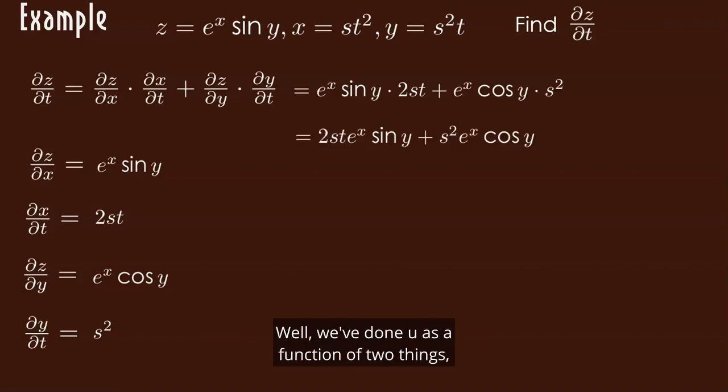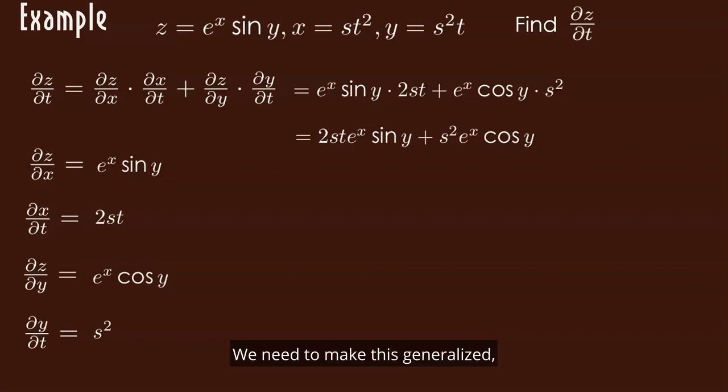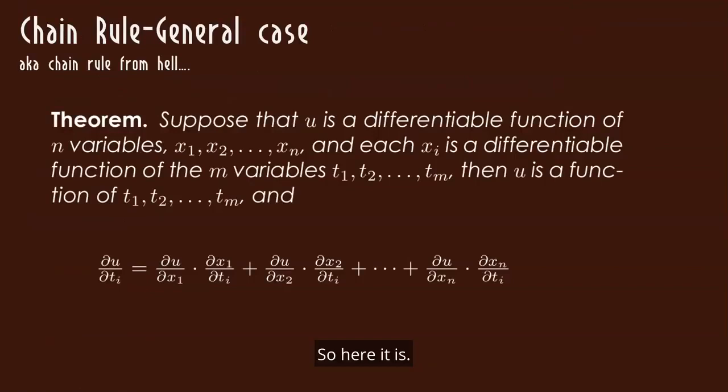Well, we've done u as a function of two things, and each of those two things is a function of two things. We need to make this generalized, because that's what we do in math. We take something and make it worse and worse and worse. So here it is.